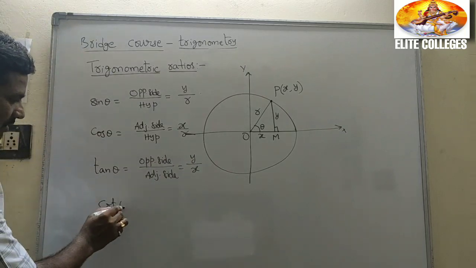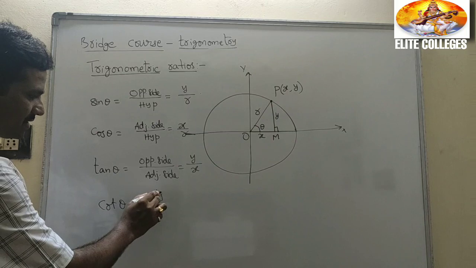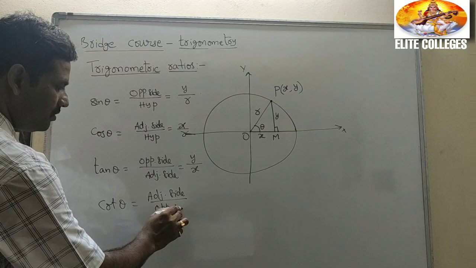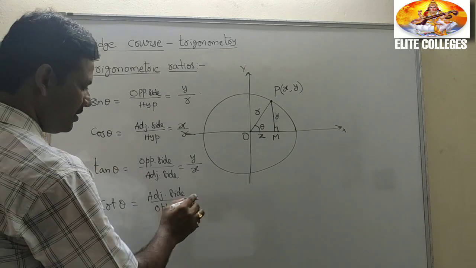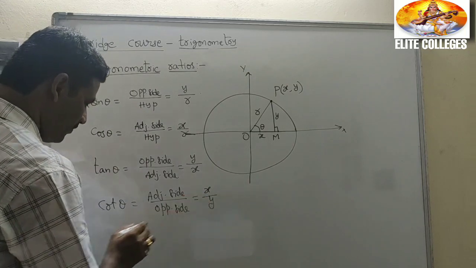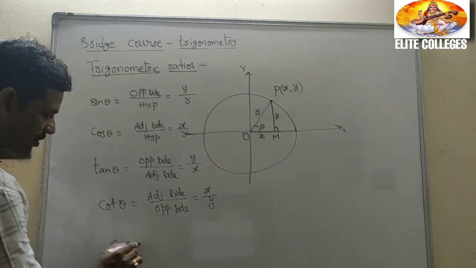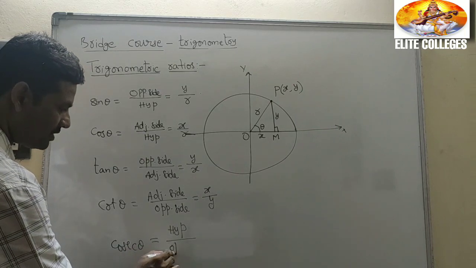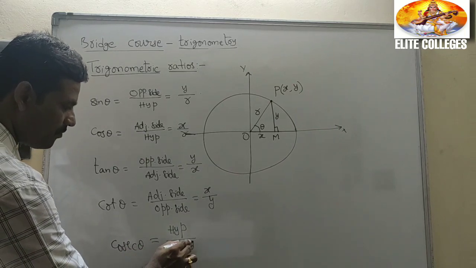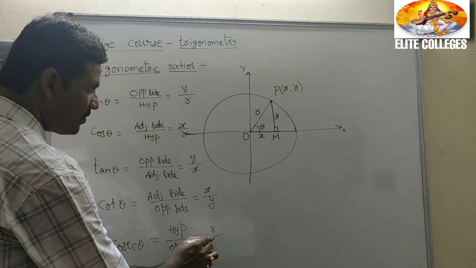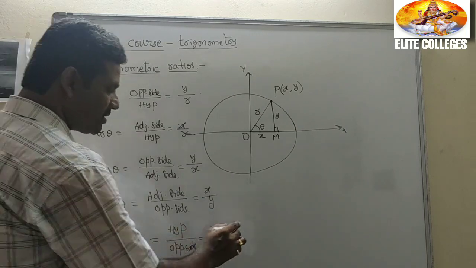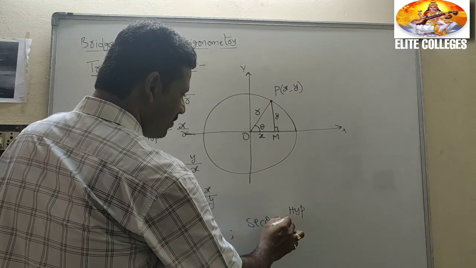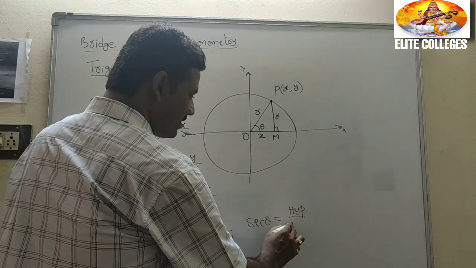What is the cot theta? That equal to adjacent side by opposite side, x by y. Cosecant theta, hypotenuse by opposite side, r by y. Next, what is the secant theta? That equal to hypotenuse by adjacent side.